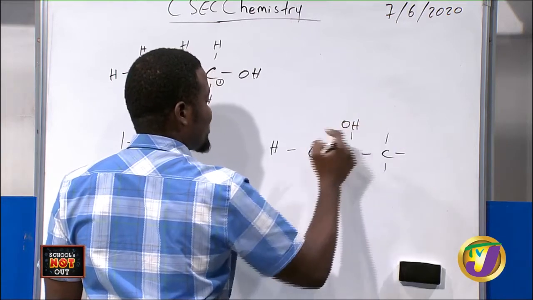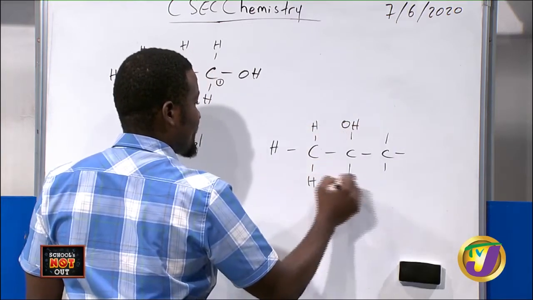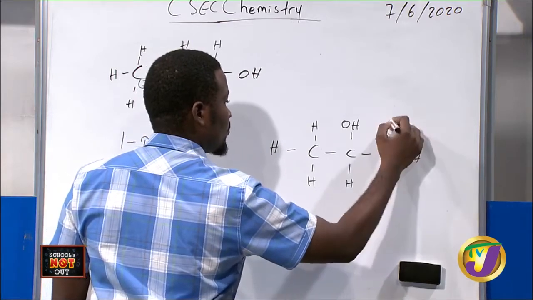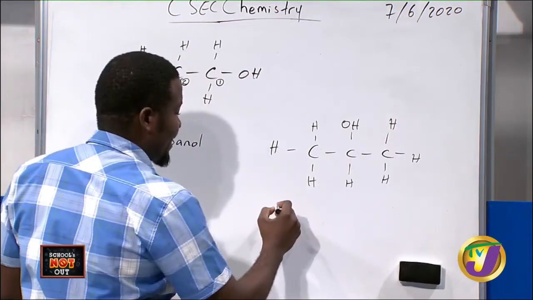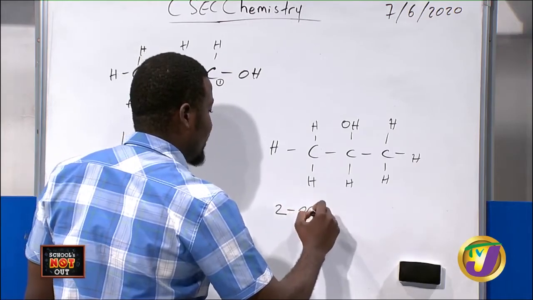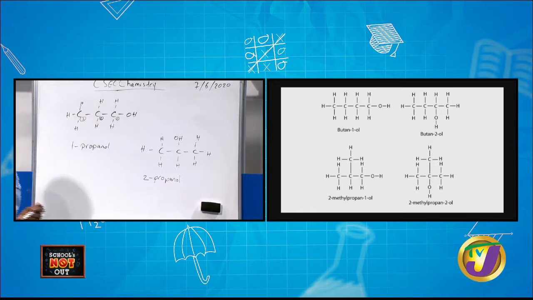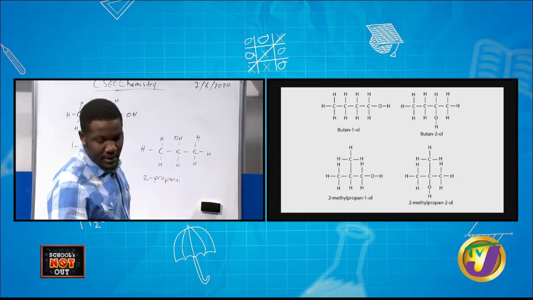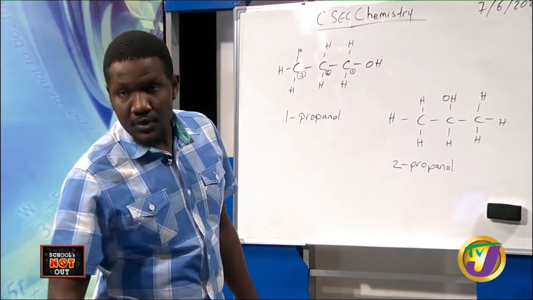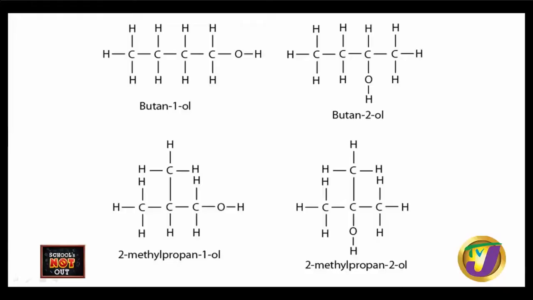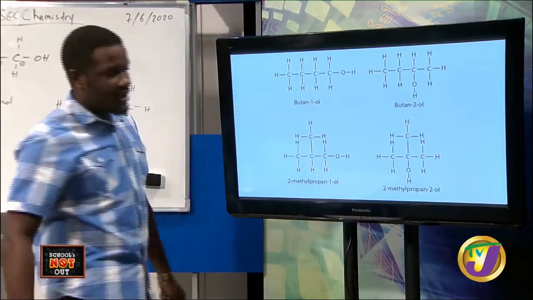So now move the hydroxyl group to carbon 2. All right. So now this time it will be 2-propanol. So we have moved it. So here on the diagram we see we have butan-1-ol, or we can say 1-butanol, butan-2-ol, 2-methylpropanol, or 2-methylpropan-1-ol, and 2-methylpropan-2-ol.